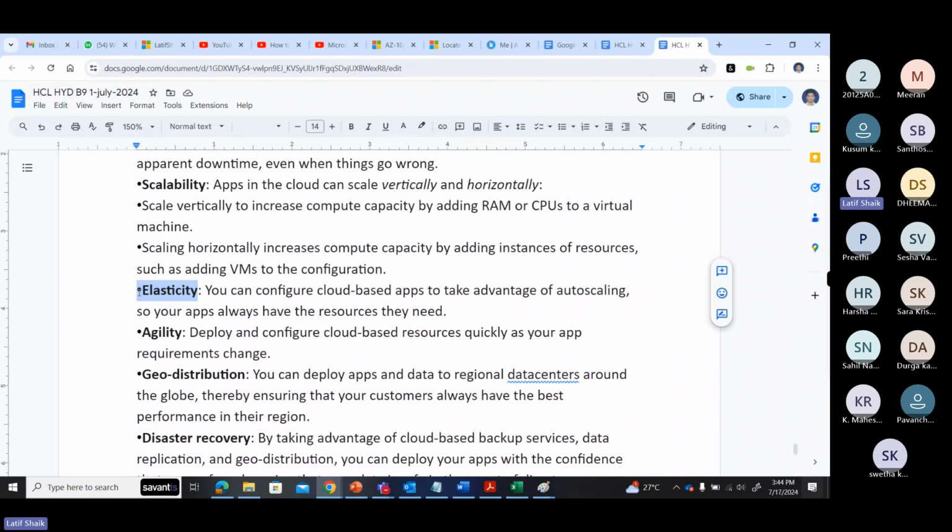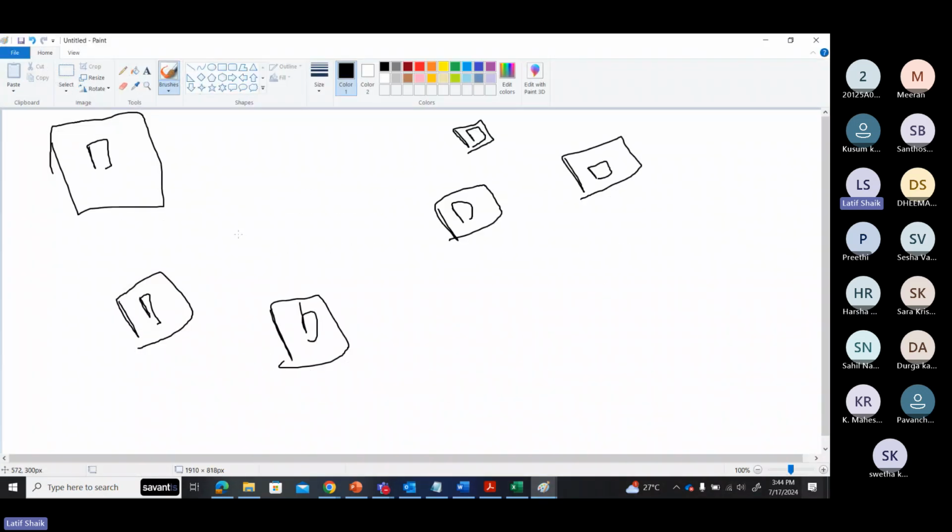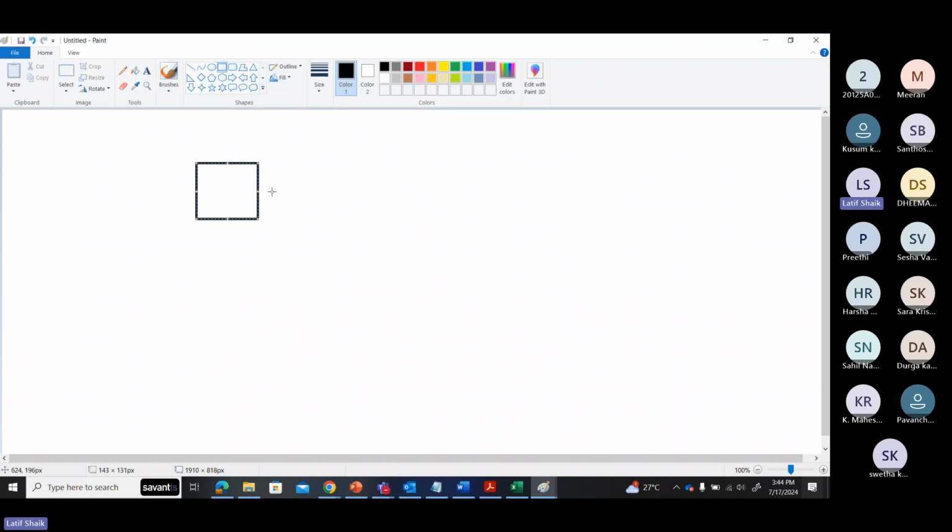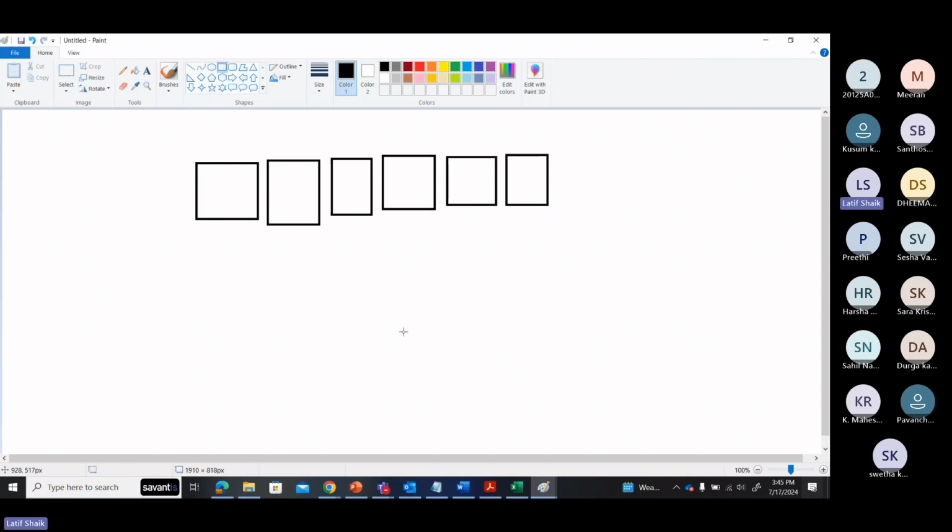If you are using your own data center, it's very difficult. You have already purchased physical servers; demand increases, you add more servers, and you deploy them. So what happened? Demand is now good. Based on the demand, you are able to provide a service. Now demand is reduced. You don't require these servers right now. Physically, what will you do? You have already purchased them, so no use of it. You have to maintain those big servers only.